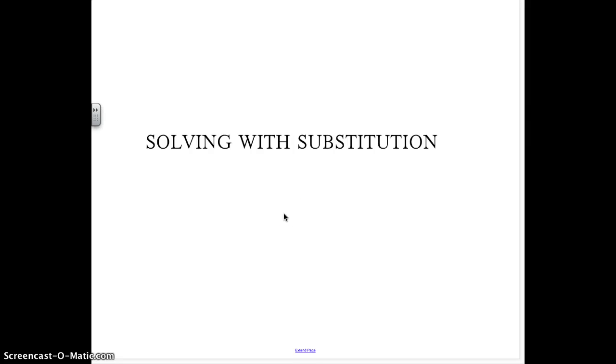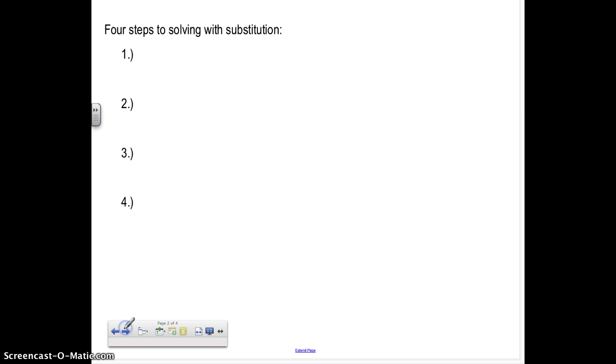So a second method that we have for solving systems, we could probably put systems in right here, is called substitution. And what you do in the substitution method is the title. You substitute. Okay? So, 4 steps.